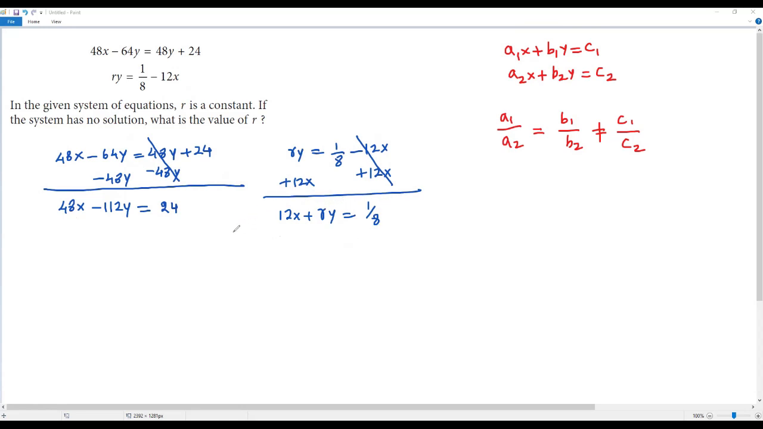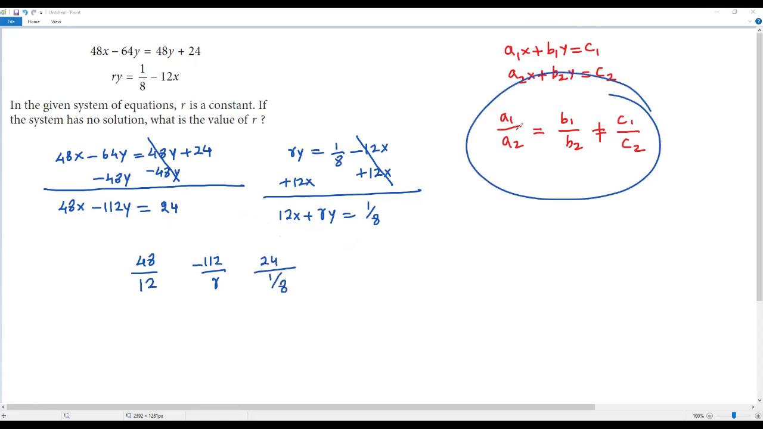Let's get the ratio of the coefficients of x, that is 48 over 12. Now let's get the ratio of the coefficients of y. Then we have -112 divided by r. And the ratio of the constant terms is 24 divided by 1/8. As we have discussed, when the system has no solution, the ratio of the coefficients of x and the ratio of the coefficients of y must be equal, and both these ratios will not be equal to the ratio of the constant terms.